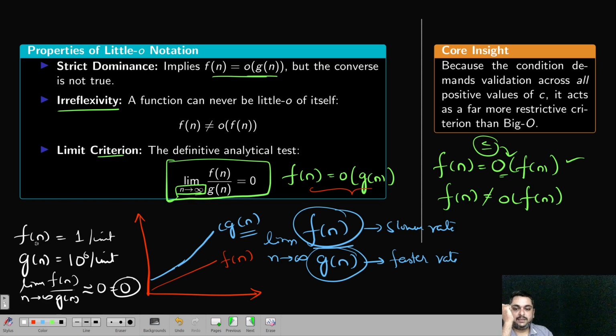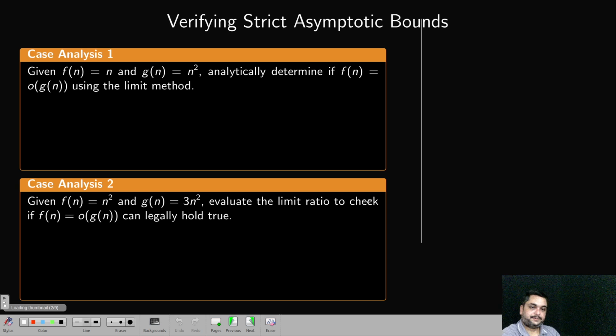So if you see the limit as n approaches infinity of f of n divided by g of n is equal to 0, the limit exists and it is 0, then we can write f of n equal to small o of g of n. So that is the concept behind it. Let's see some examples.